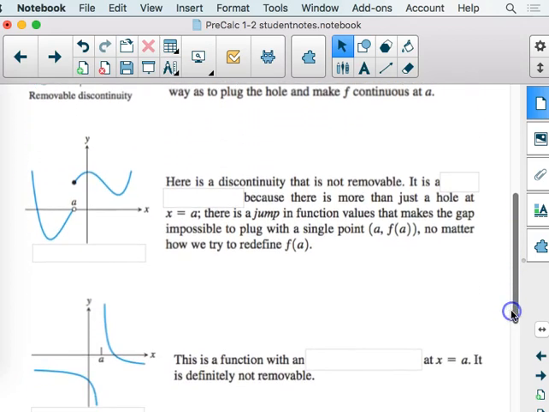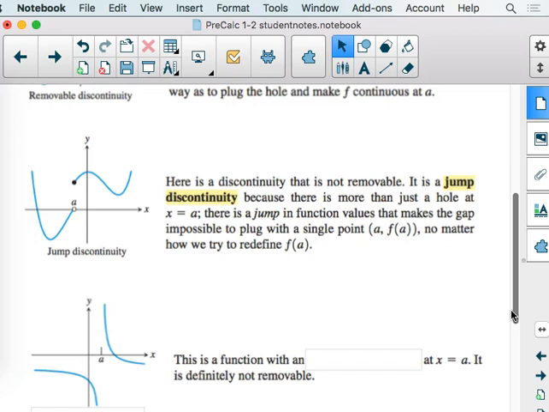This is not removable. We can plug a hole, but what we can't do is connect up two pieces that are not supposed to be connected, and that's what's happening here. So with this one, this is called a jump discontinuity. The graph actually goes from an interval of y values to a totally different interval of y values. We're doing just fine, and we get here, and all of a sudden we've got to lift the pencil and go up there. You know? So it is a discontinuity that's not removable.